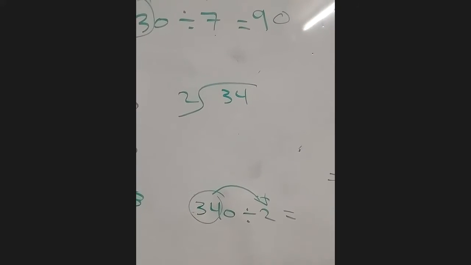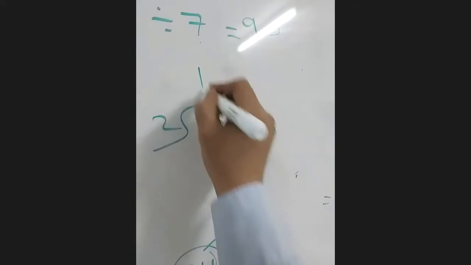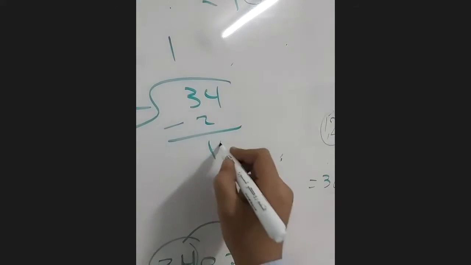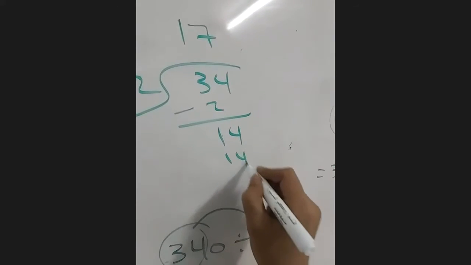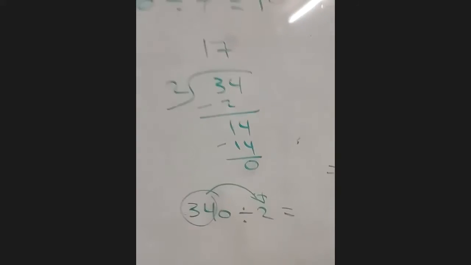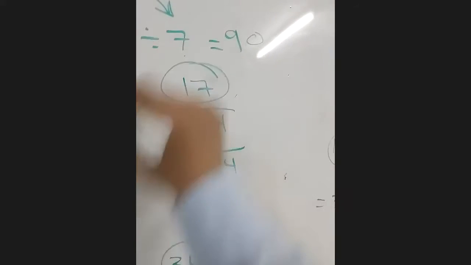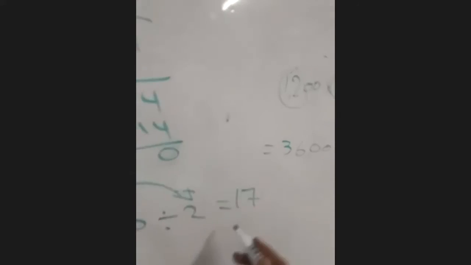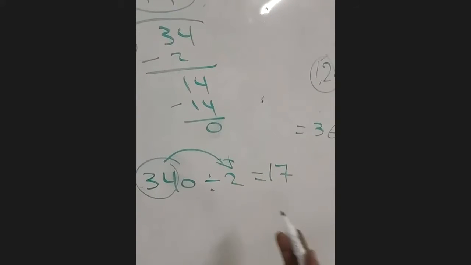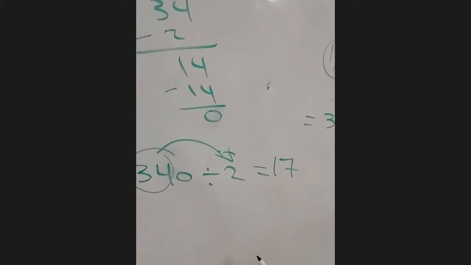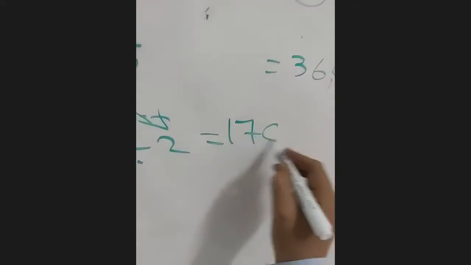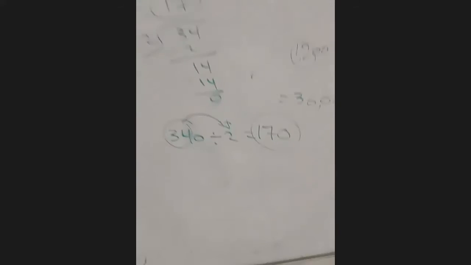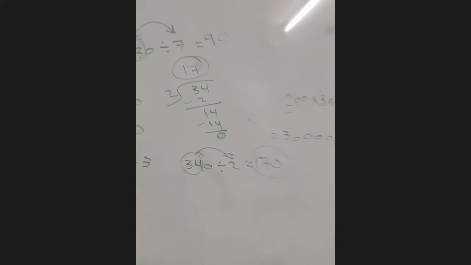3 divided by 2 is 1, 2, subtract 1, then bring down 4, 7. What's the answer? 17. We put 17. Now, do we have zeros to cross? No. Still one zero, we put it. So the answer is 170. Good boy. Thank you, Omar.